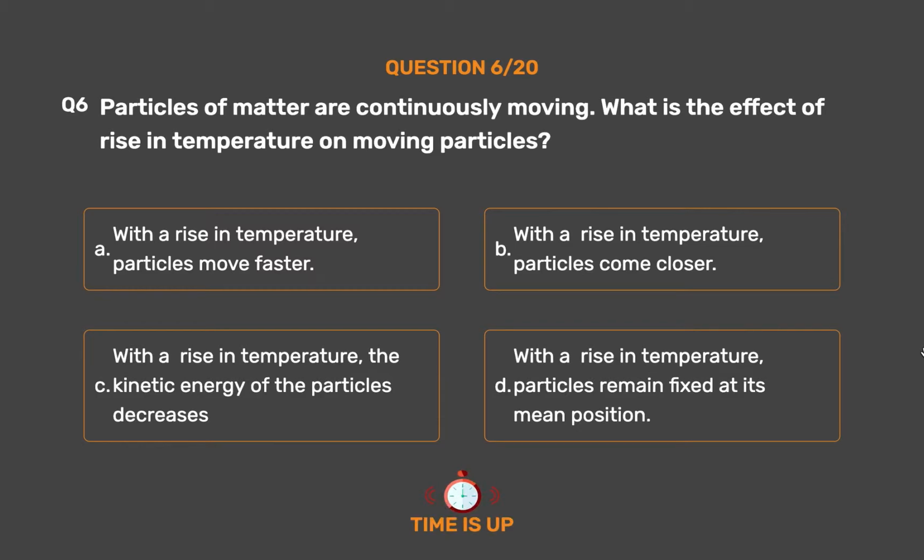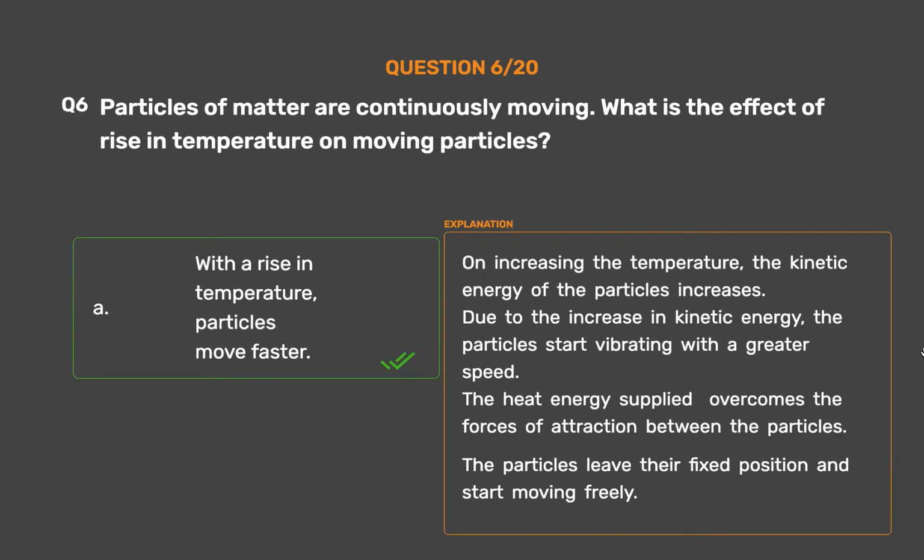The correct answer is option A. With a rise in temperature, particles move faster. On increasing the temperature, the kinetic energy of the particles increases. Due to the increase in kinetic energy, the particles start vibrating with a greater speed. The heat energy supplied overcomes the forces of attraction between the particles. The particles leave their fixed position and start moving freely.